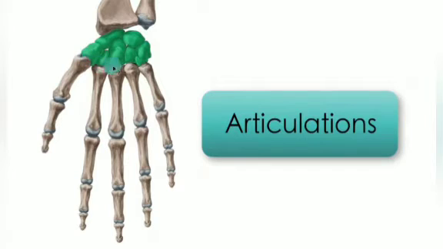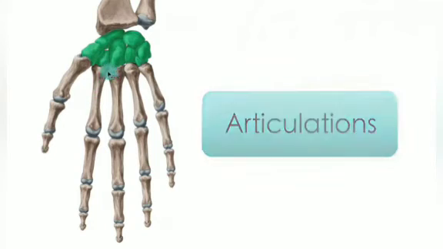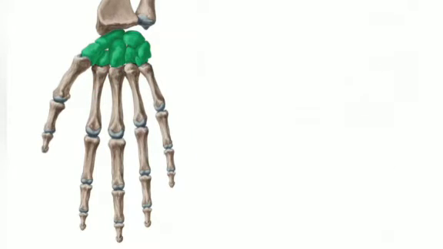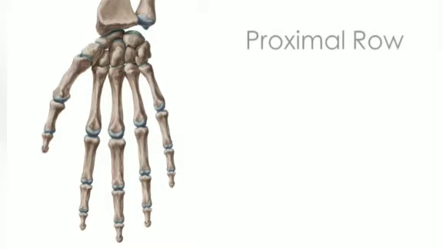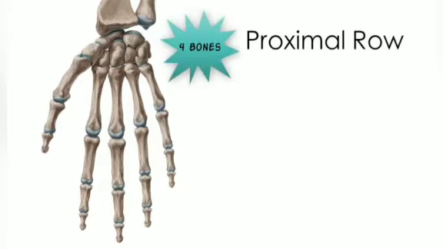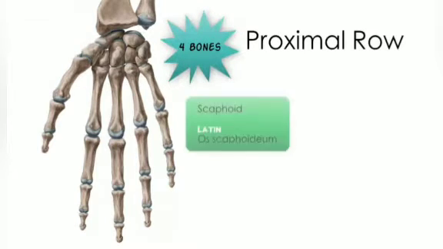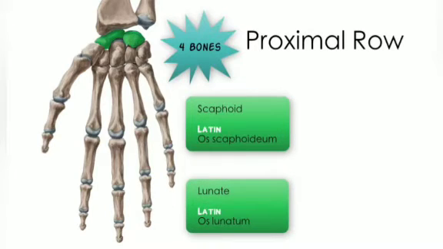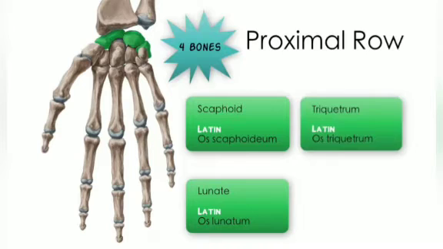Now, on the distal side, you can see that the carpal bones are articulating with the other group of bones known as the metacarpals. One important thing to mention about the carpal bones is that these are divided into 2 rows, a proximal row that is comprised of 4 bones, and these bones are the scaphoid, the lunate, the triquetrum, and the pisiform.